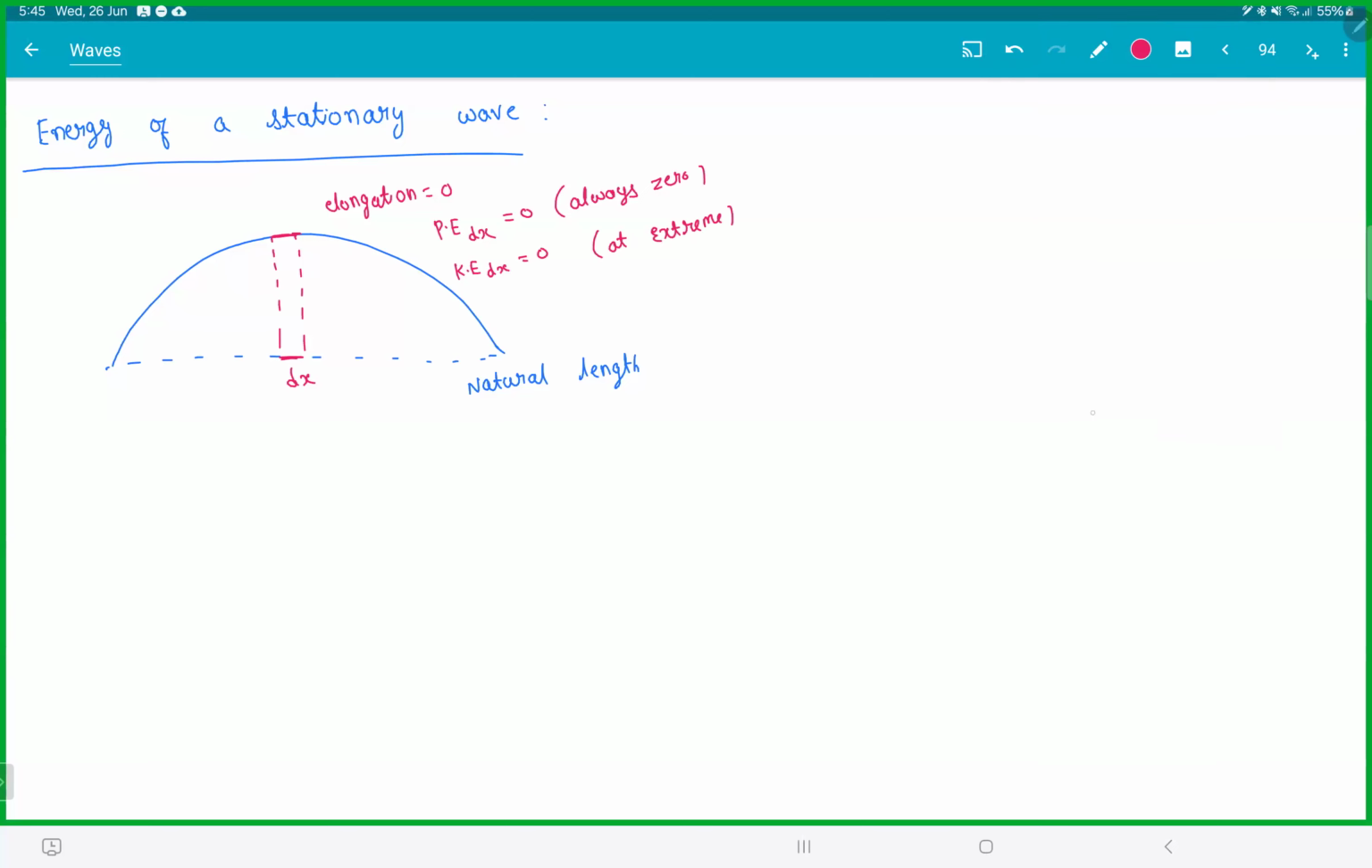That same segment, so potential energy dx for a small segment at the antinode is always 0, because no matter how much it oscillates, that segment will always remain flat only.